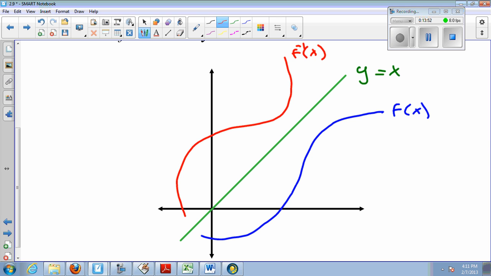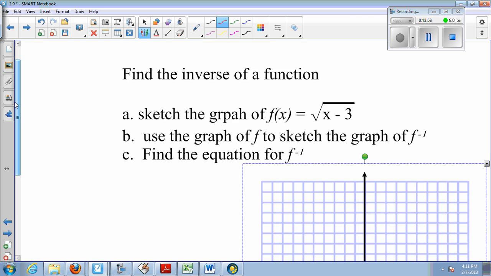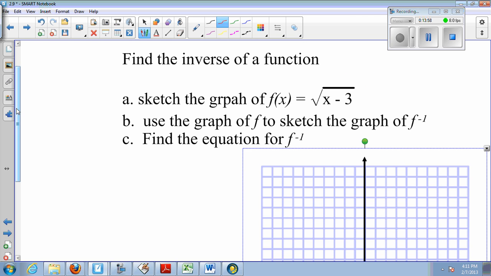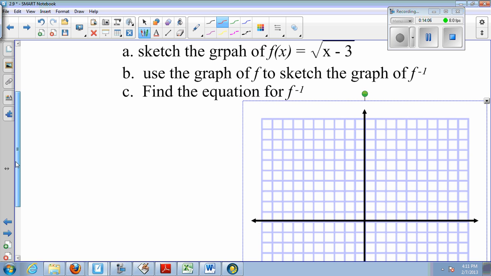So we're going to actually graph an inverse function. We're going to find the inverse function graphically. So part A says sketch the graph of f of x equals root x minus 3. Okay, root x is the base. We're subtracting 3. That means it moves to the right 3 units. So we can graph this as such.